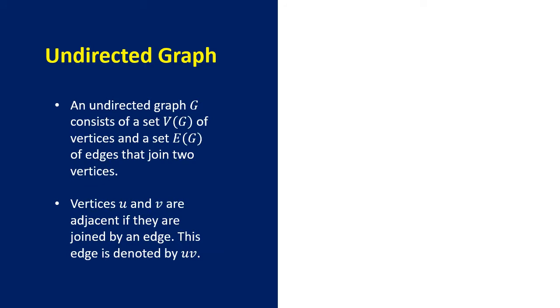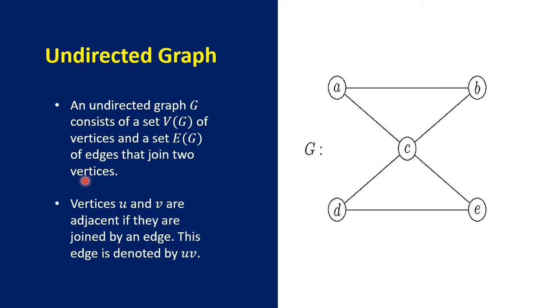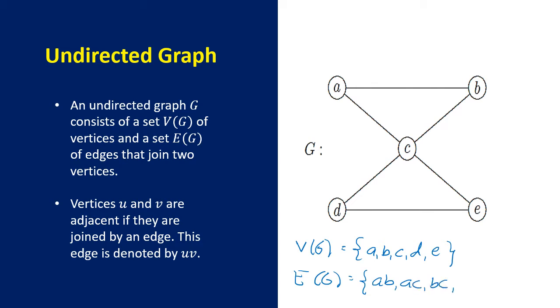Let us first discuss a few terminologies. Undirected graph. An undirected graph G consists of two sets, the vertex set and an edge set. The vertex set is the set of vertices and the edge set is the set of edges. What are edges? Edges are just lines that join two vertices. So, for example, here we have a graph and our vertices. So, our set V of G would be the set A, B, C, D, E. And our edge set, they are edges. So that's AB, AC, BC, DC, and CE.